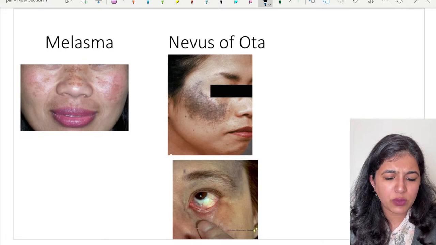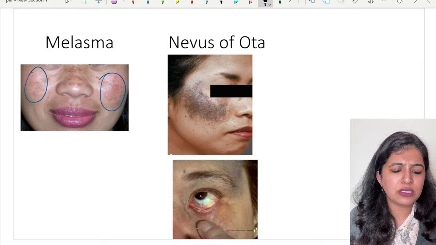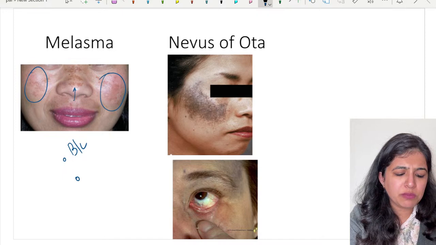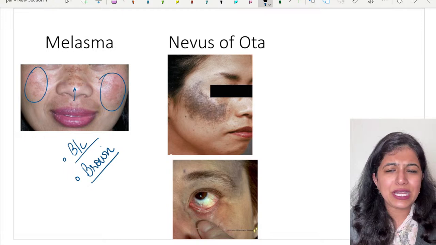Here we have melasma, where we have bilateral brown pigmentation on the cheeks and the nose of the patient. Remember, melasma is always BER for bilateral and BER for brown. So BER for bilateral, BER for brown is melasma.